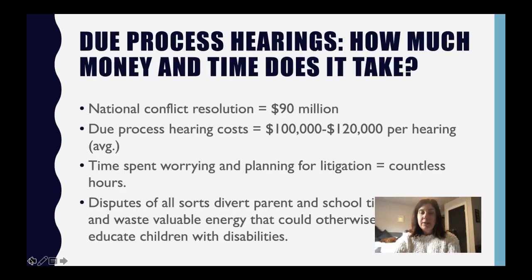Due process hearings, in particular, take a substantial amount of time and money. We know that these are staggering statistics. National conflict resolution, $90 million a year. Due process hearings can cost $120,000 per hearing on average. And the time spent worrying and planning for that litigation, so many hours.